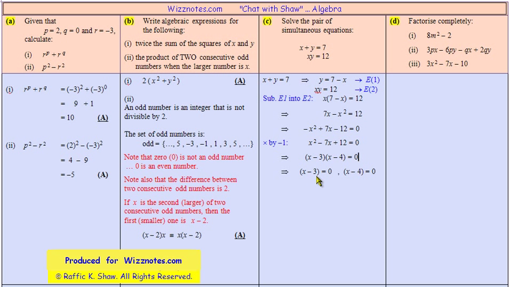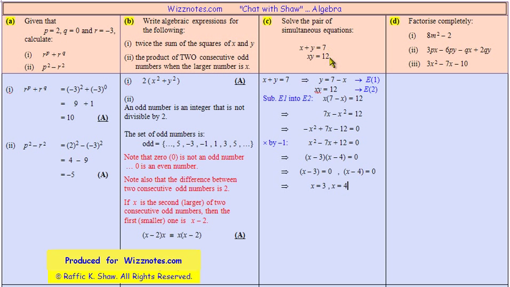So if x minus 3 is equal to 0, then x is equal to 3, and if x minus 4 is equal to 0, then x is equal to 4. So those are the two x values that we are gonna get: x equals 3, x equals 4. So these are the two values of x where the line and the curve intersect each other. When you solve simultaneous equations, basically you're trying to find where the two equations intersect.